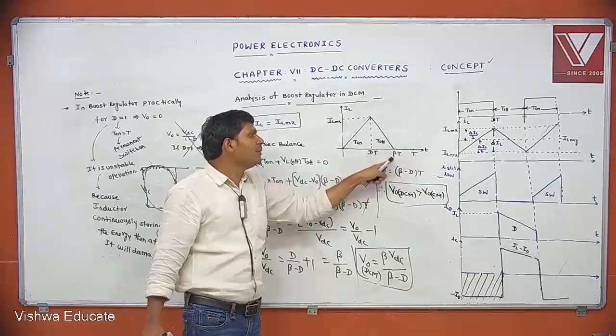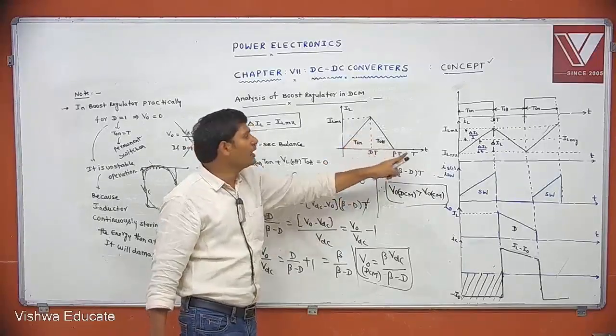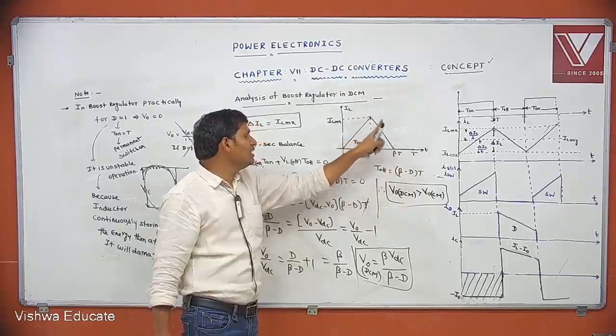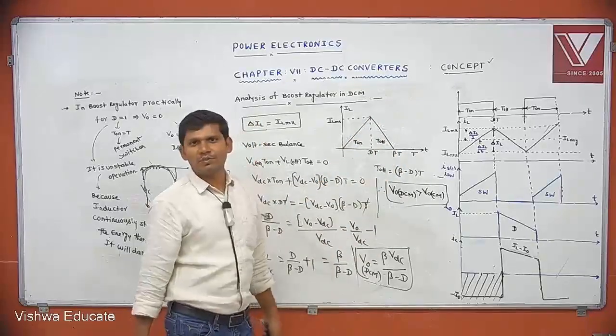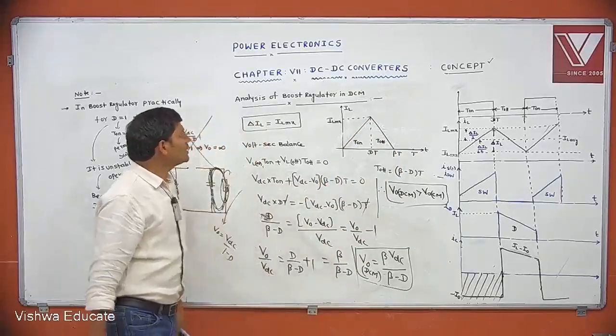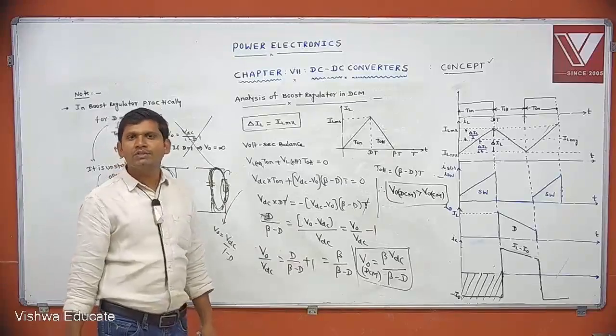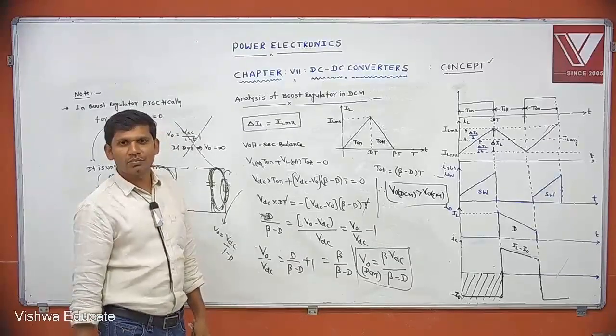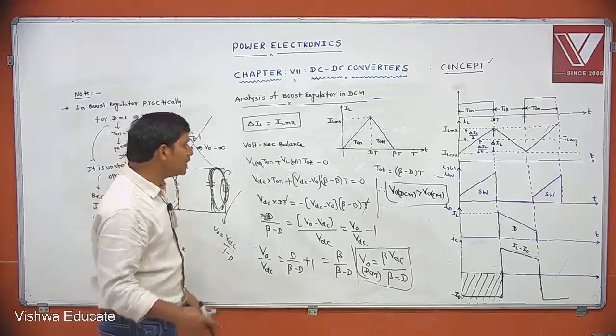Okay, this is the fraction of the duty cycle at which the current is 0. This is taken as beta. Before completing one time period, the current is 0. That's the reason why it is a discontinuous mode. Okay, this is the analysis of boost regulator both in continuous mode and discontinuous mode.